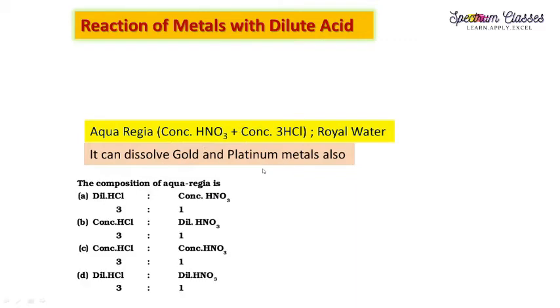Now the exemplar question. The composition of aqua regia. So this is from the NCERT book. You may get confused, so I'll just highlight this. Dilute, concentrated, no. Concentrated, dilute, no. Concentrated, yes. What will be the composition? HNO3 is 1 mole and HCl is 3 moles, right? So C will be the answer.